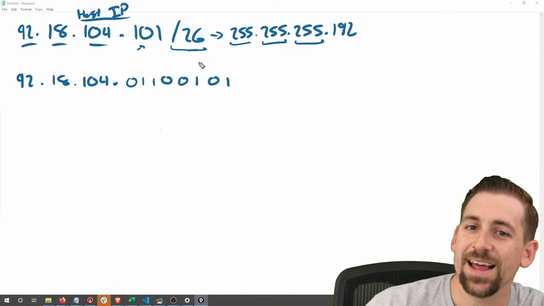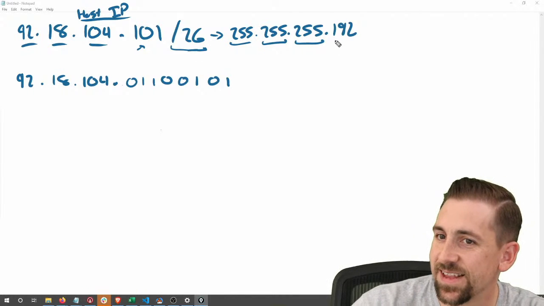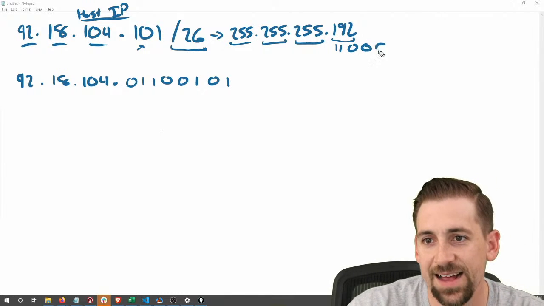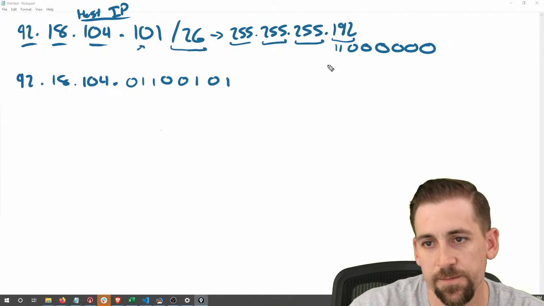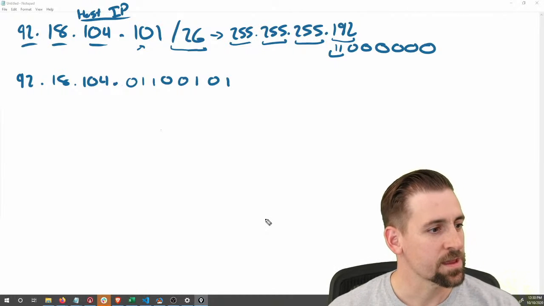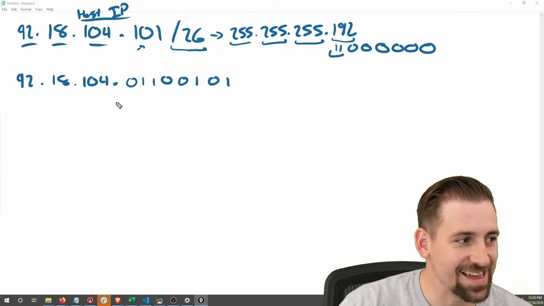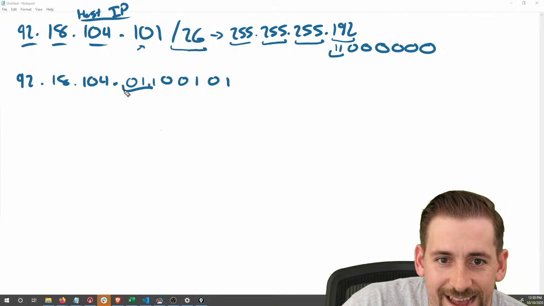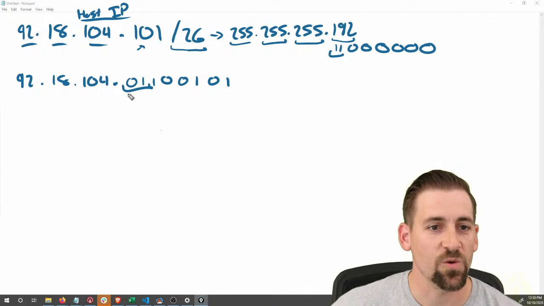And then what did I say? In a /26, to get to the value 192, I actually have to turn the first 2 bits on, and then the last 6 bits are off. And so these 2 bits have to always stay the same. These are the 2 bits that always have to stay the same, the 0 and the 1.